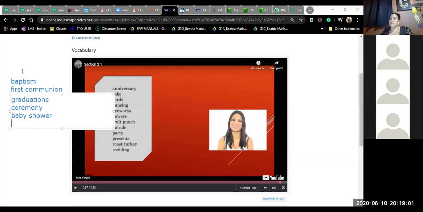Sweet 15 in El Salvador. Sweet 16 in other countries. The quinceañera parties. Sweet 15 here and sweet 16 in other countries because they don't celebrate 15, they celebrate 16. Another one? How do you say piñata? There's no word for piñata, it's just piñata. The T becomes an R because it's a Mexican word.